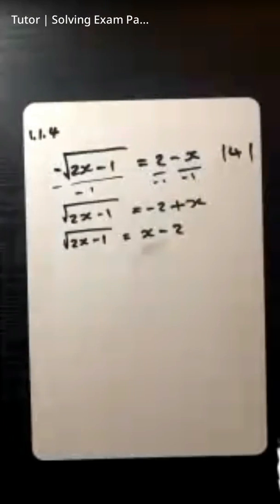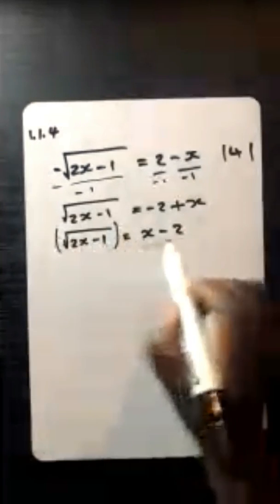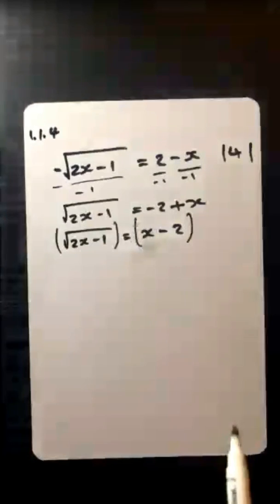So the reason why you had to do all of that is so that when you remove that square root, you know everything is in order.